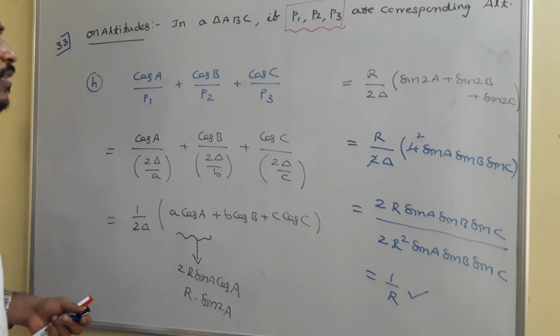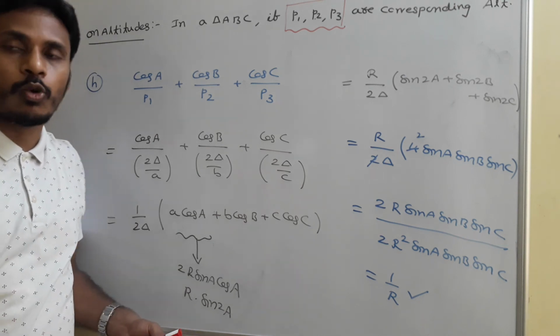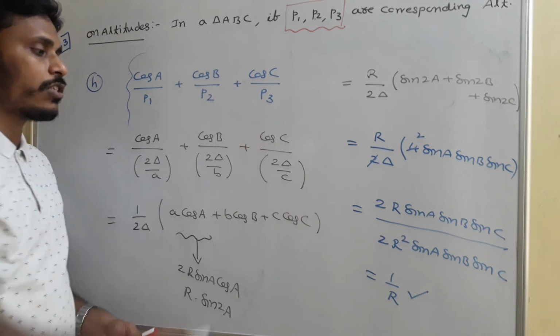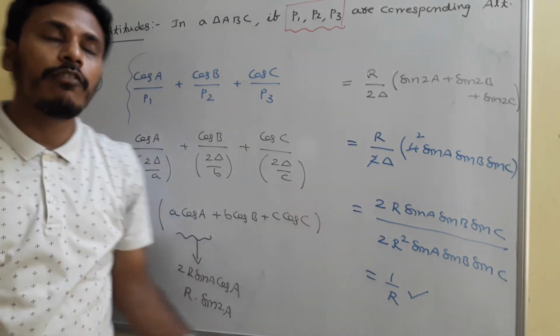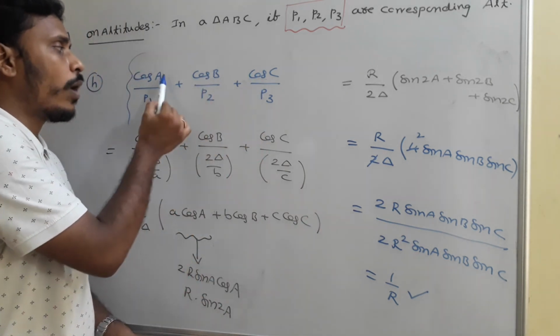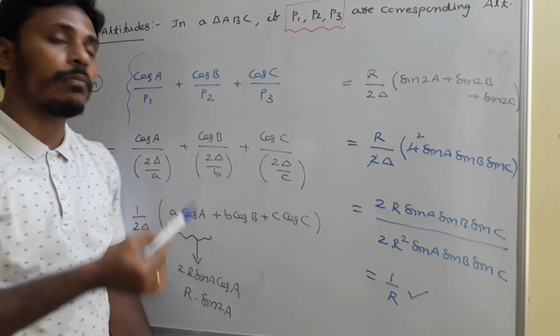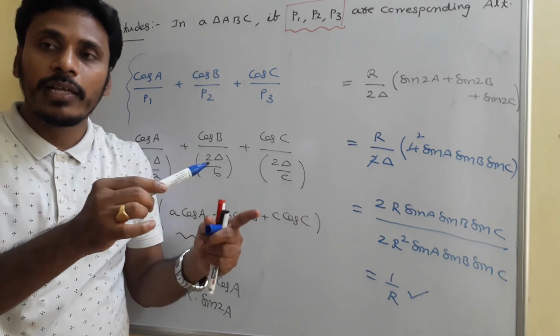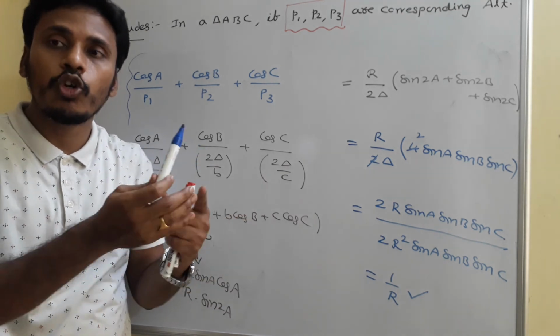So at the end, if you memorize it, it is very easy while solving the problems. Cos A by P1 plus cos B by P2 plus cos C by P3 is 1 by R. If there are no cos terms, 1 by P1 plus 1 by P2 plus 1 by P3 is 1 by small r. Okay? See, everything you need to memorize, you need to analyze, you need to observe everything.